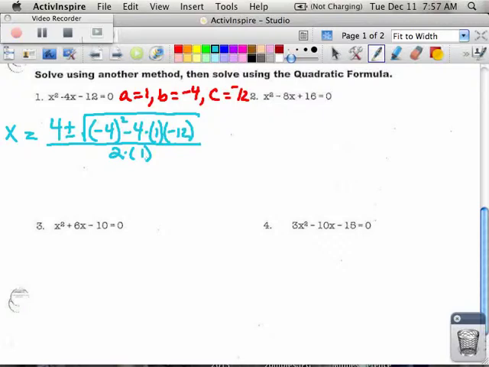So in case you're having difficulty remembering where all these things come from, the a was the 1, that was here and here. The b was the negative 4 here, and this was the opposite of the b.